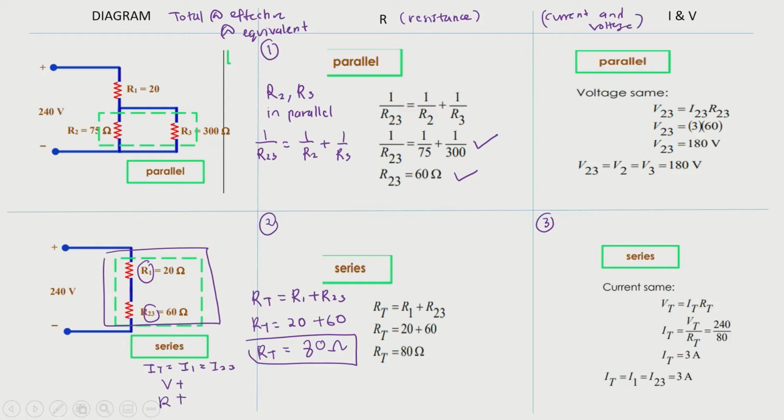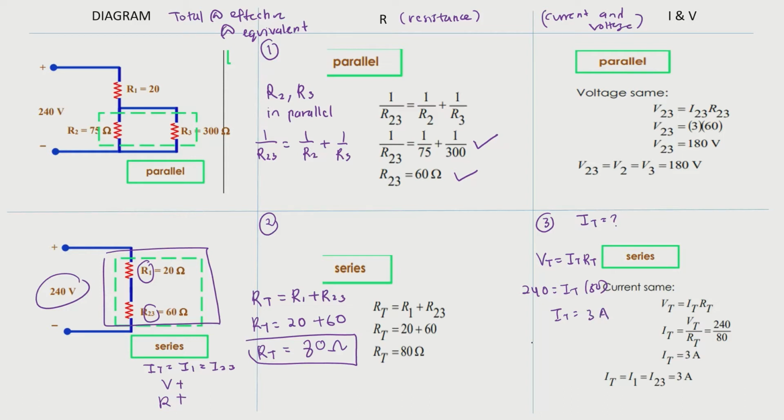Okay, now let's look. The first thing that you need to do is to solve for the total current. So how do we do it? We use the Ohm's law equation, which is total voltage equals total current times total resistance. We know our total voltage is 240 volt, our total current is what we are looking for, and our total resistance is 80 ohm. When you press your calculator, you will get 3 ampere.